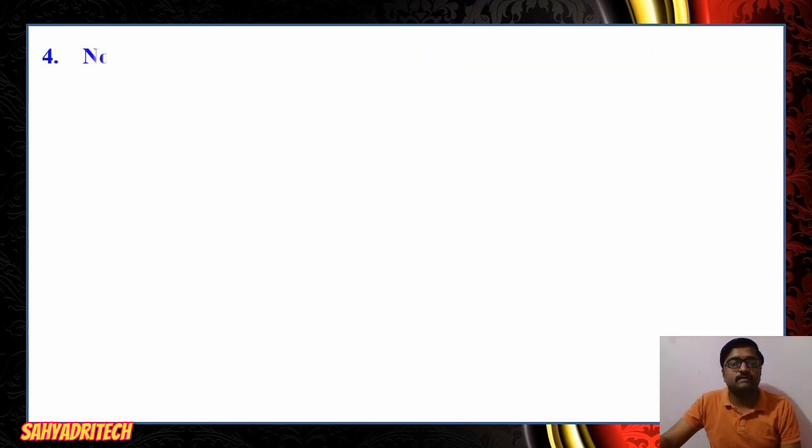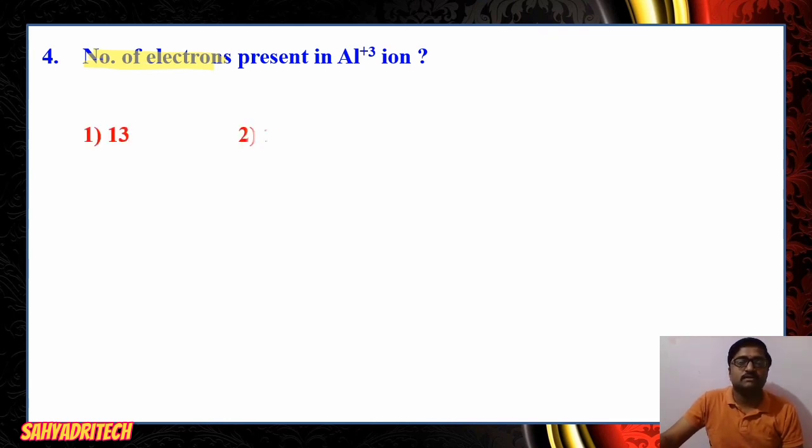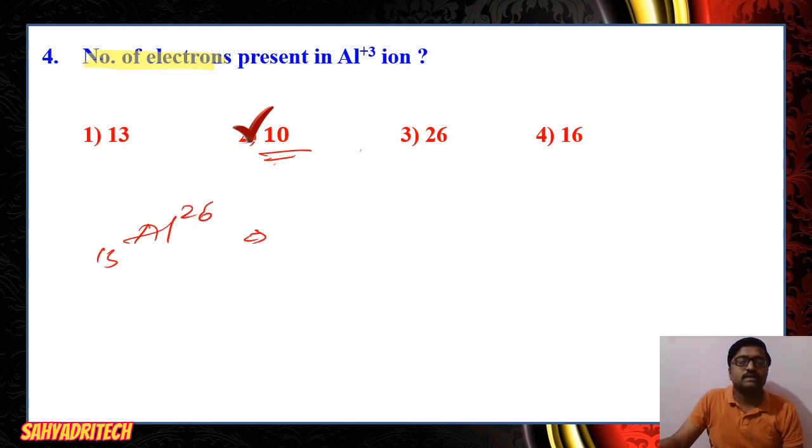Next, number of electrons present in Al3 plus ion. What they are asking? Number of electrons. So they are specifying number of electrons in Al3 plus. Yes, first we look for the options. 13, okay, 10, 26 and 16. So what is the species here? So answer is 10. We look for the explanation. Aluminium. So for aluminium, atomic number 13, mass number 26. Okay. See here proton, atomic number itself.